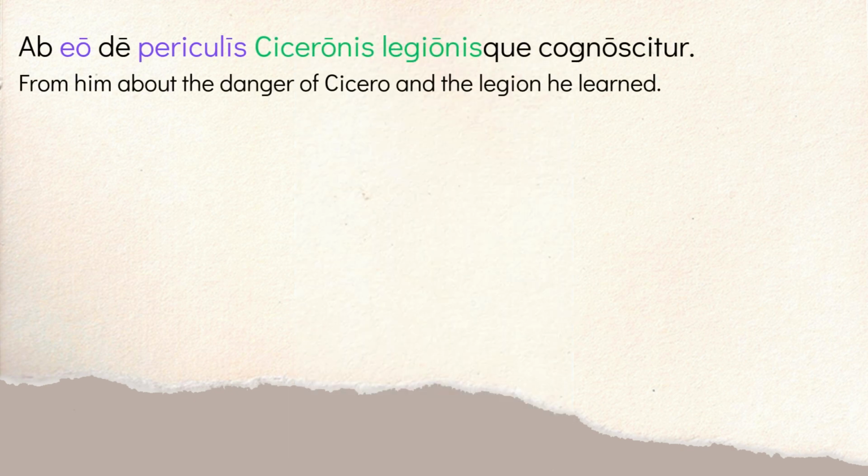Okay, and then we get the last line. Ab eo de periculis Ciceronis legionesque cognoscitur, right? So from him, meaning from this Nervian slave, who's really like a spy sneaking through, it was learned, cognoscitur, or Caesar learned about the periculis Ciceronis legionis. So about the danger or the dangers of Cicero and the legion.